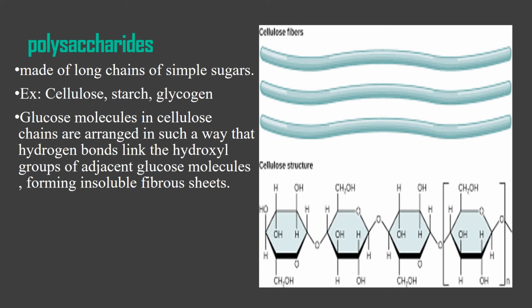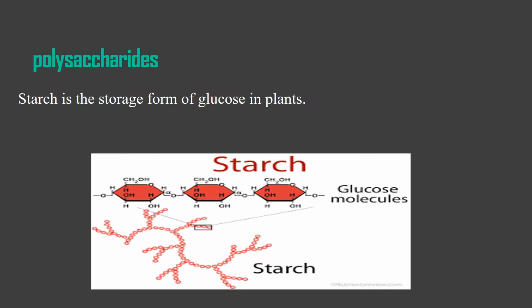Glucose molecules in cellulose chains are arranged in such a way that hydrogen bonds link the hydroxyl groups of adjacent glucose molecules, forming insoluble fibrous sheets. As I said before, starch is a polysaccharide and its monomer is glucose.